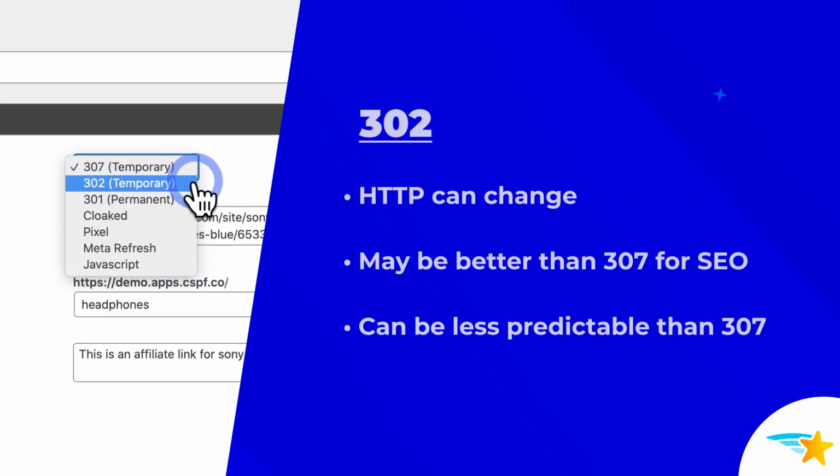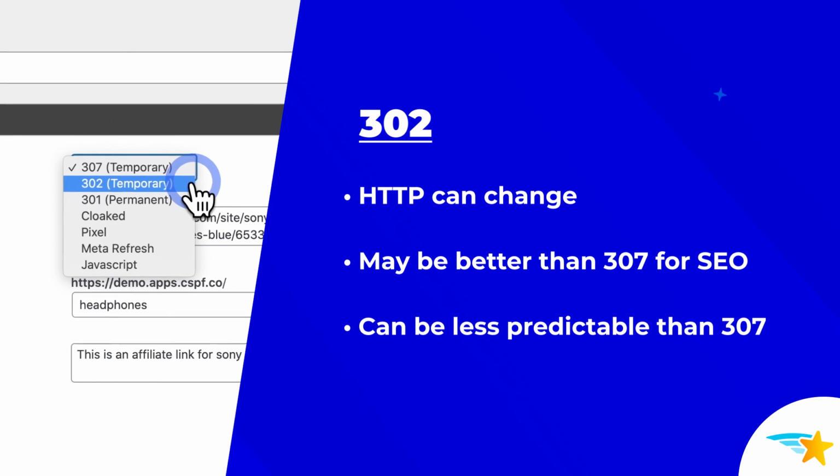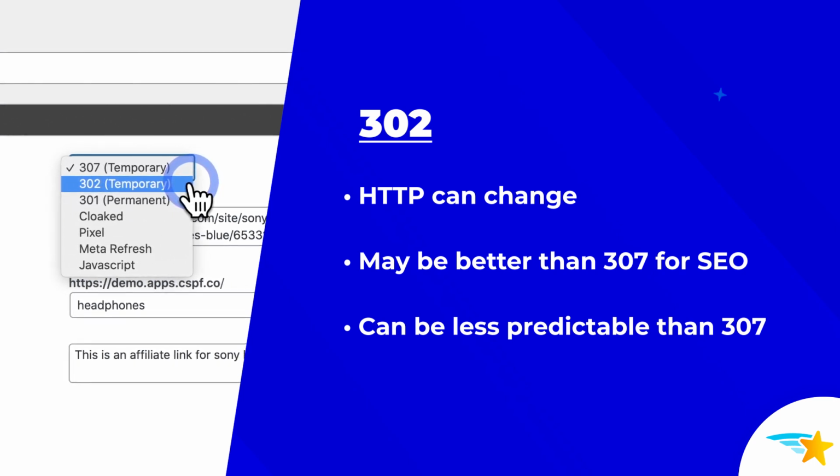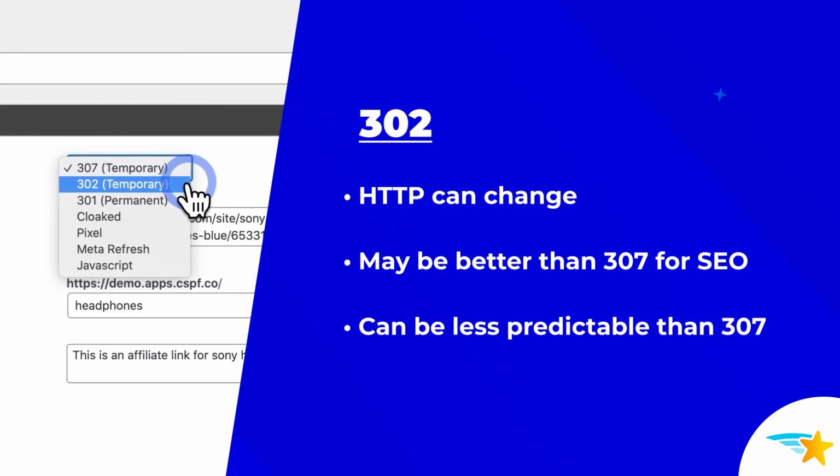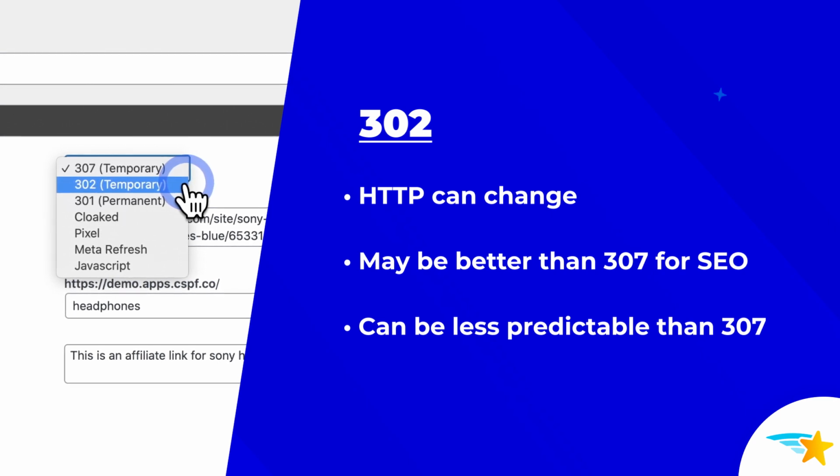Next, 302 temporary is another form of temporary redirect, like 307. The main difference between a 302 and a 307 is that with a 302, the HTTP can change, whereas with a 307, it should stay the same. 302 is generally also slightly better for SEO, but it is less predictable how search engines will treat it.